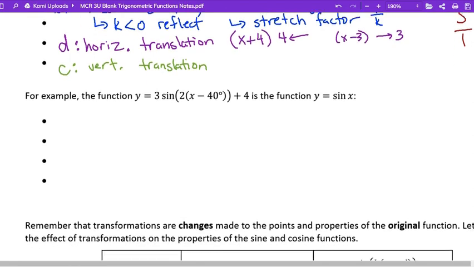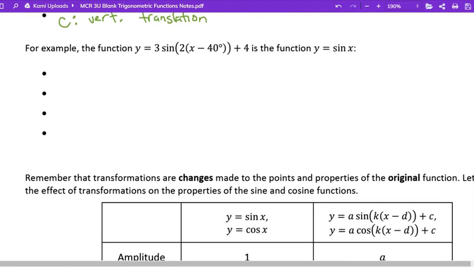All right, for example, when we have a sine function, 3 sine 2x minus 40. Notice, why is 40 written as 40 degrees? Why is it?